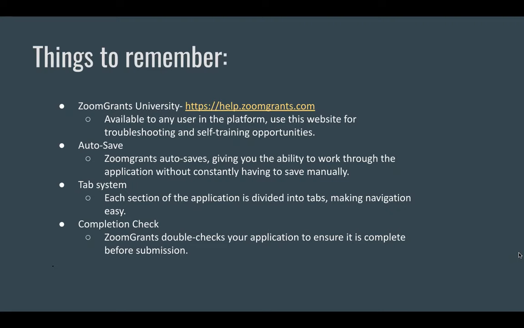So each section of the application is divided into tabs, making navigation easy. Instead of scrolling up and down, finding specific parts of the application, simply go to the designated tab. And then finally, the completion check. So ZoomGrants double checks your application prior to submission to make sure that you completed everything. We'll touch on this more in a little bit.